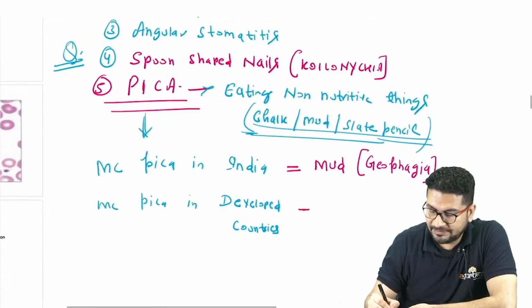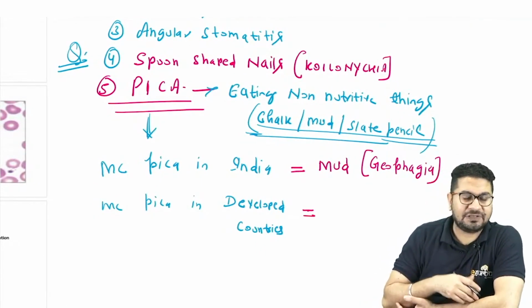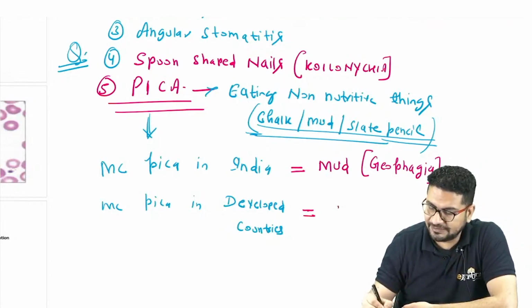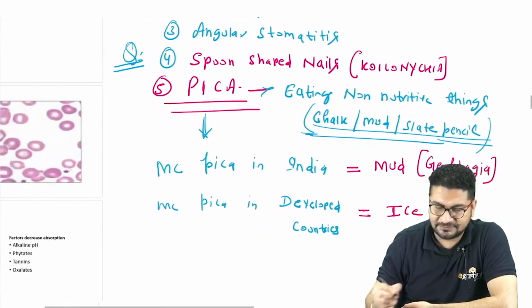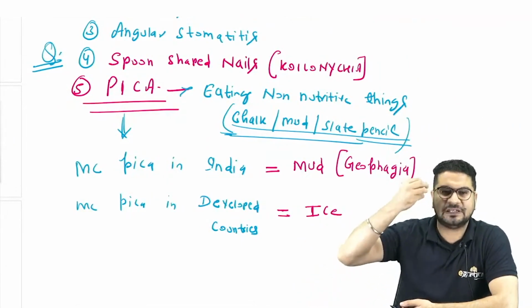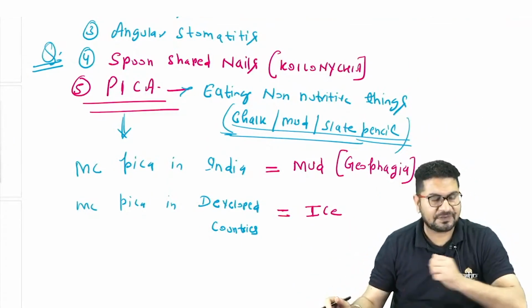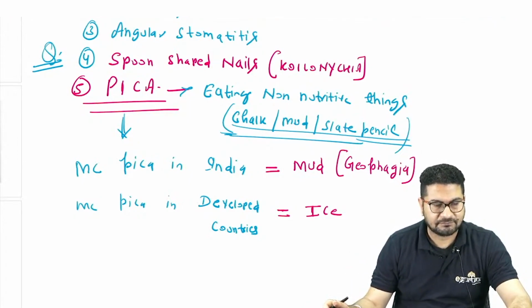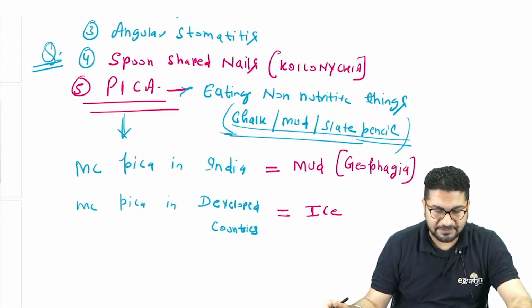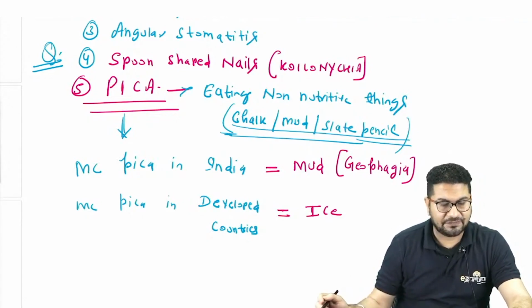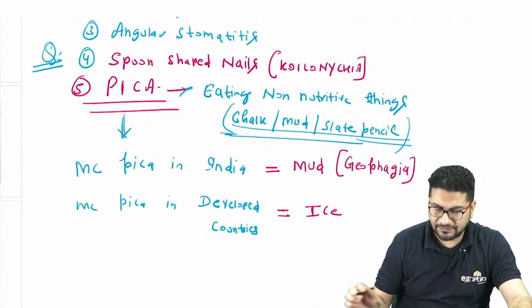In foreign countries there is no mud; on the roads there is ice. In foreign countries they have ice on the road, so they eat ice. These children in foreign countries will pick up ice from the road and eat it. That is the most common pica in developed countries: ice. Am I clear? In developed countries it will be ice. So based on this, you should know what are the causes of iron deficiency. What are the causes of iron deficiency?